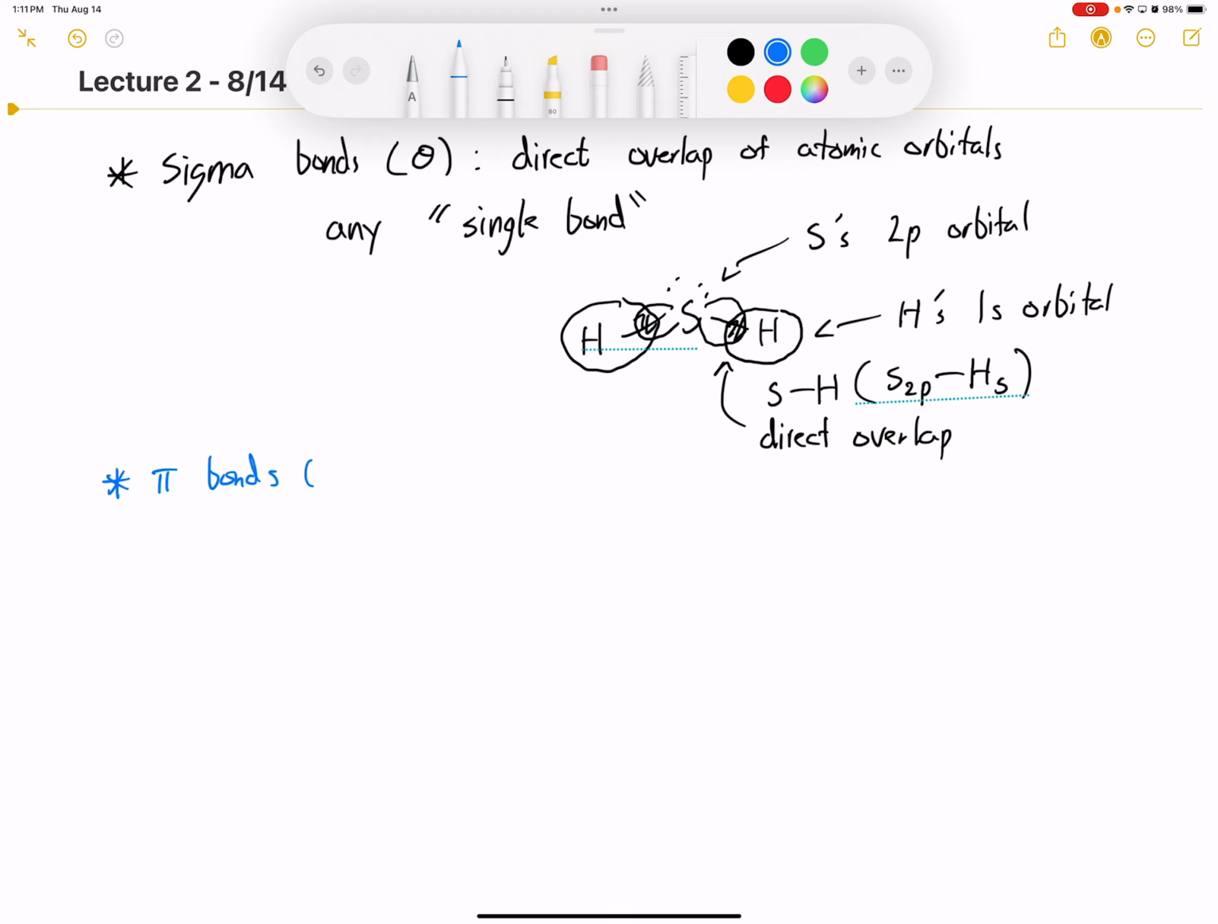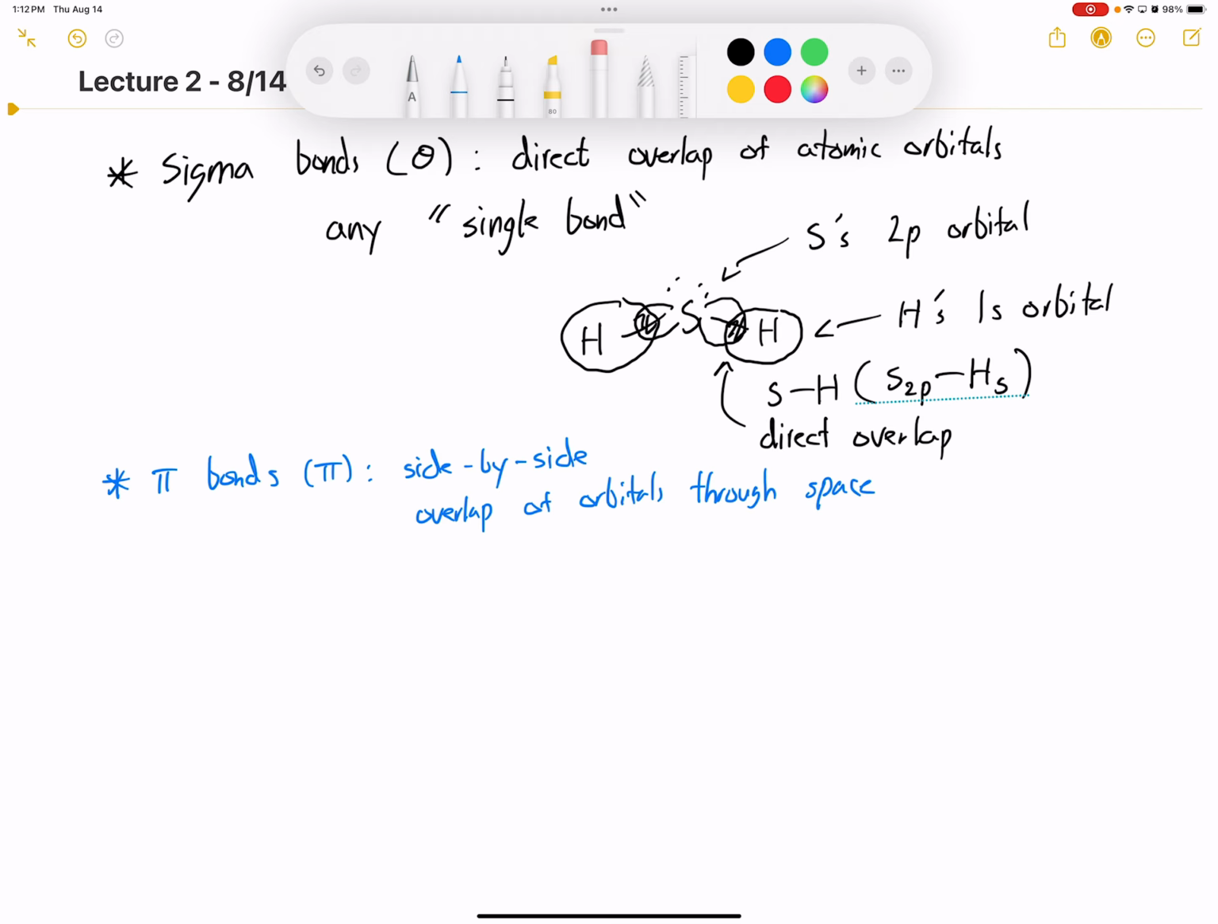So pi bonds have the Greek letter pi in it, okay? So the difference here is not direct overlap. It's side-by-side overlap of orbitals. So it's through space. Where single bonds, or sigma bonds, had overlap directly, here it's side by side, okay?